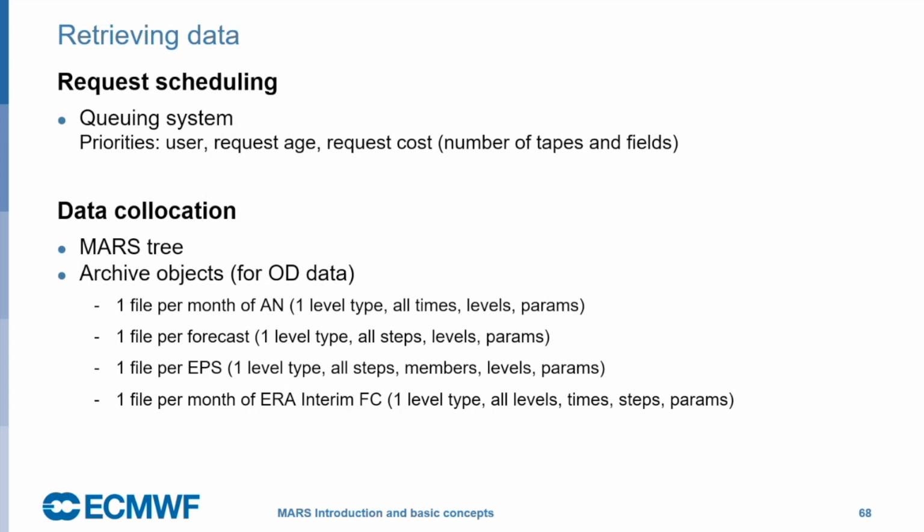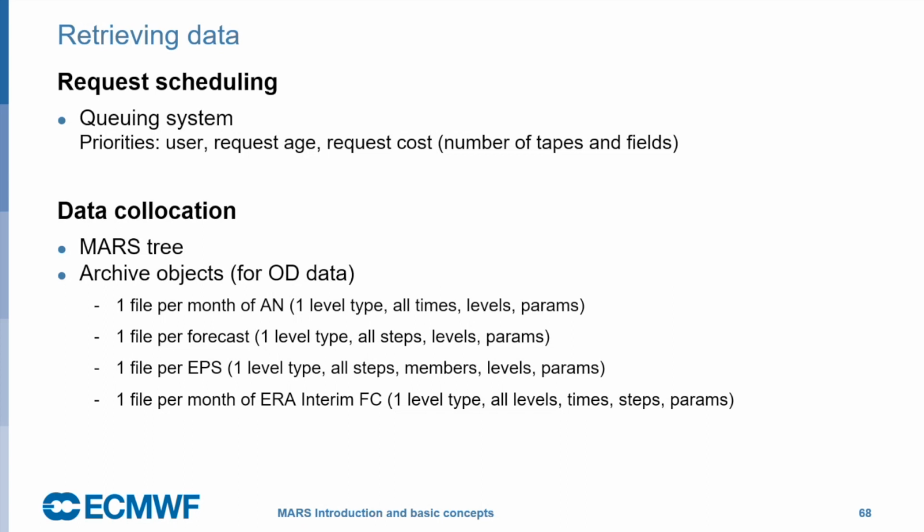Talking about efficiency, usually there is a rule to store 1 month of analysis in one tape file. So if you are downloading analysis for a longer period, you will always submit one request for an entire month and then another request for another month. For forecast it is different. In one tape file you have only one forecast, and you have all the time steps for the selected level type.